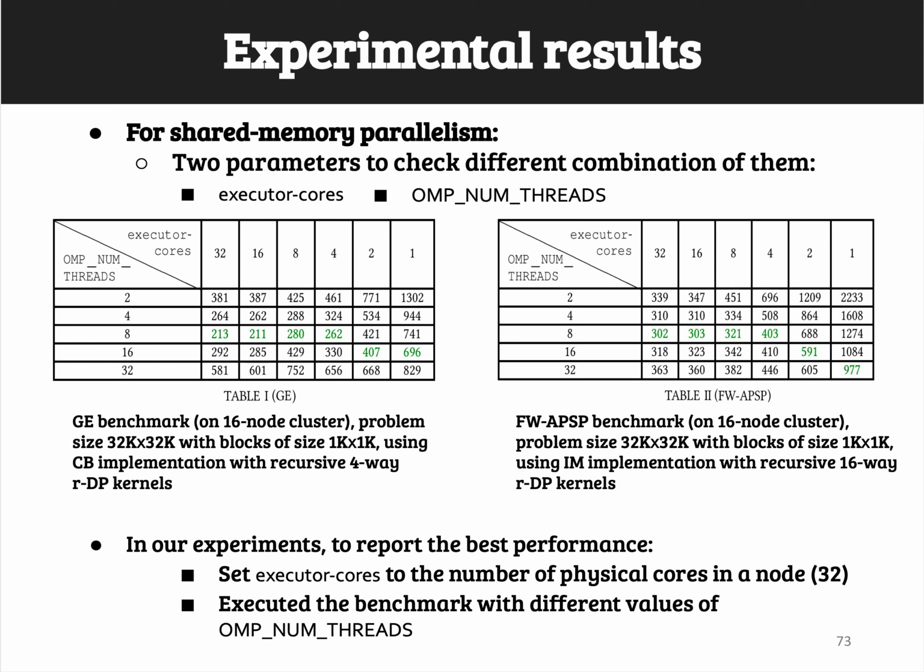So for shared memory parallelism, we had 2 parameters to check different combinations of them: executor cores, which determines the total number of logical tasks running in parallel inside one executor, and is a parameter set in Spark, and OMP num threads, which is an OpenMP parameter. The great observation that we had was, if we set executor cores to a specific value, by increasing OMP num threads, we could get better performance up to some point, but after some point, increasing the OMP num threads could degrade the performance drastically, perhaps because of thread oversubscription. So as a result, we set the executor cores to the total number of physical cores in a node, 32, and we executed the benchmarks with different values of OMP num threads and reported the best.